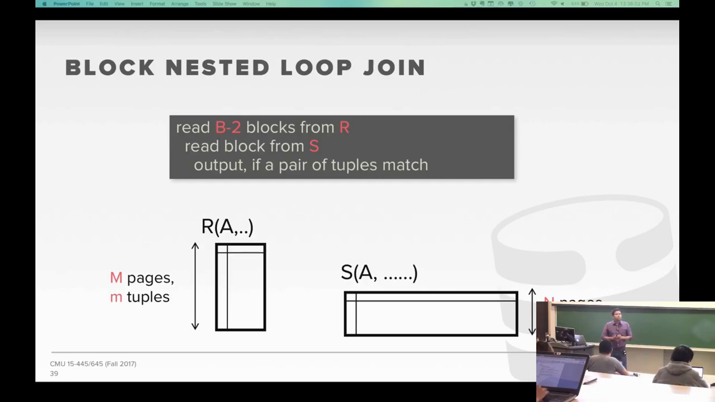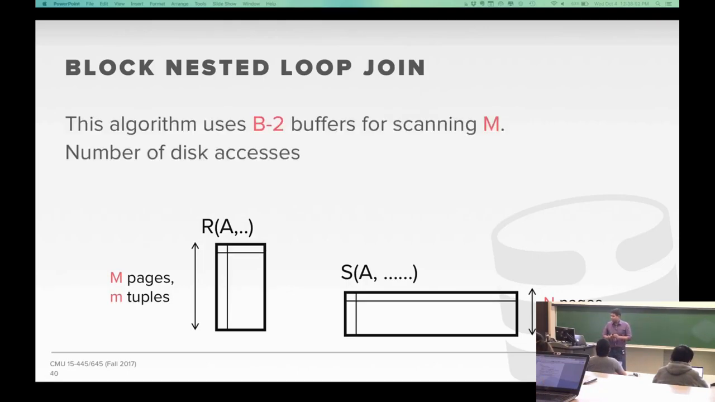Because this algorithm uses B-2 buffers for scanning the table M, you significantly reduce the number of disk accesses. Instead of doing M plus M times N, you end up doing M plus M/(B-2) times N. In the prior case, B was 3, so 3 minus 2 is 1. In the prior example, we made use of just 3 buffers. Here we are making use of all the B buffers, using B-2 buffers for streaming the outer table. That makes sense? Any questions?